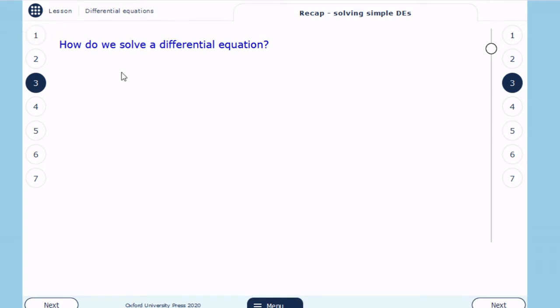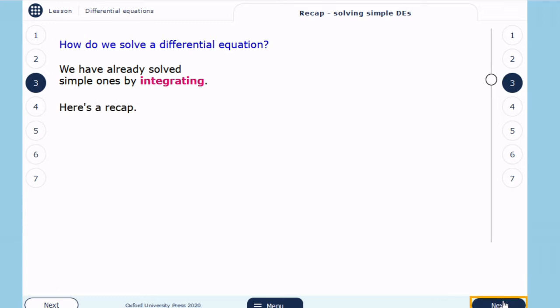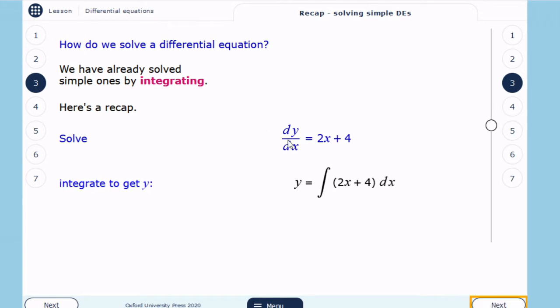Now, the whole point: how do we solve a differential equation? We have already solved simple ones by integrating. Let's see it. dy over dx equals 2x plus 4. Now, this dy over dx is also like f derivative of x equals 2x plus 4. So we have seen it already. How do I solve it? I integrate to get y. So basically, integration of the left and the right part. So y will be x squared plus 4x plus c.